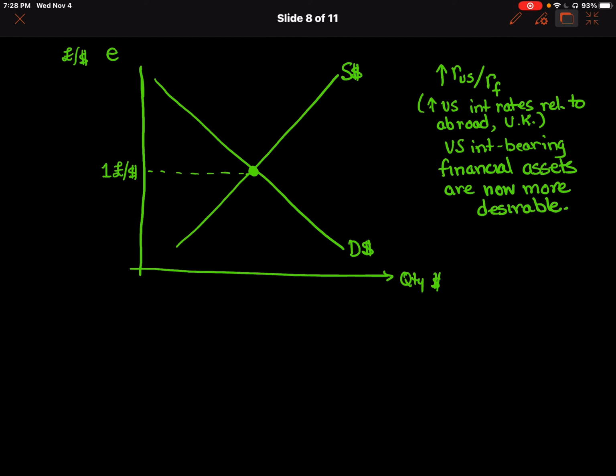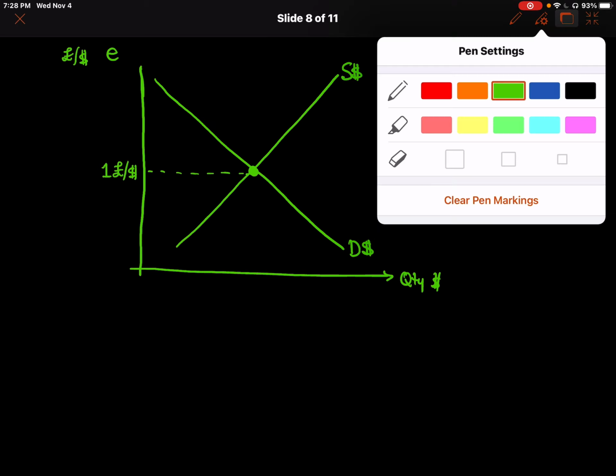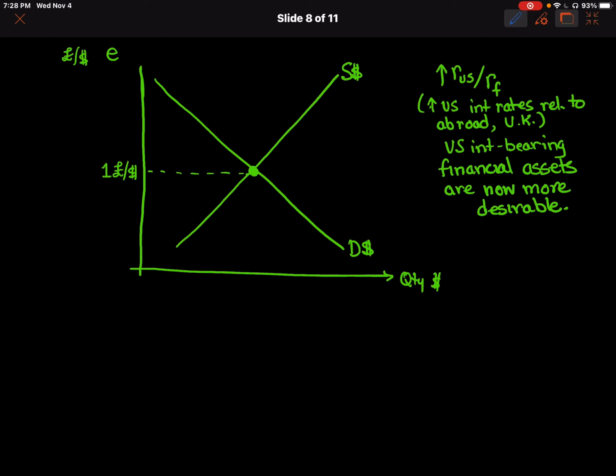Why are they more desirable? Because they have a higher return attached to them, a higher interest rate attached to them. So that's going to have an effect on both the demand and the supply of the country's currency. It's going to have an effect on the demand side because people in the rest of the world are going to say, woohoo, I want those US interest bearing financial assets because their rate of return is now higher.